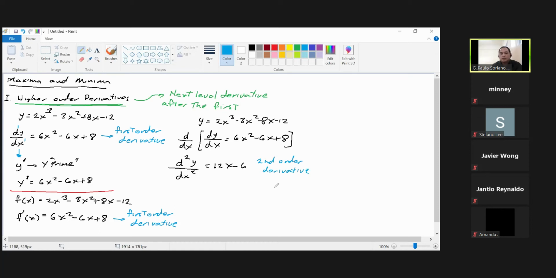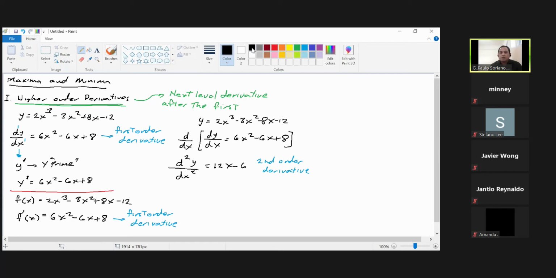Okay, second order derivative. Does it stop there? Basically, no. Depending on the use later, we might go on higher: second, third, fourth, or fifth derivative, depending on the application. And we will learn the applications later. But for now, it's just for you to understand how to get your higher order derivatives.